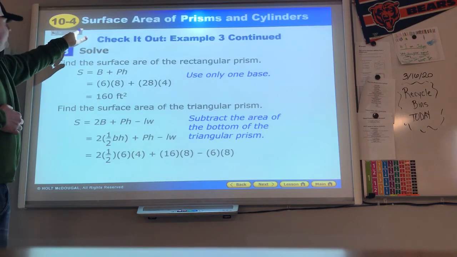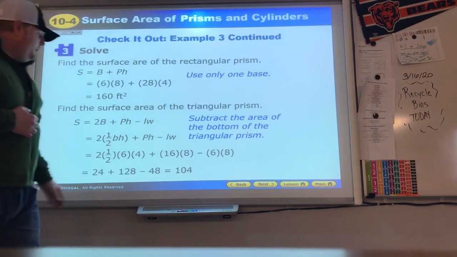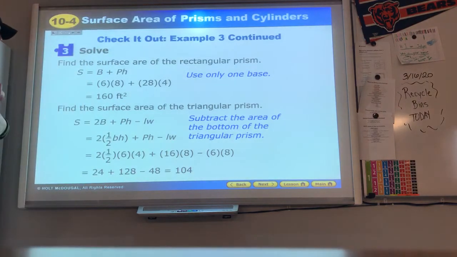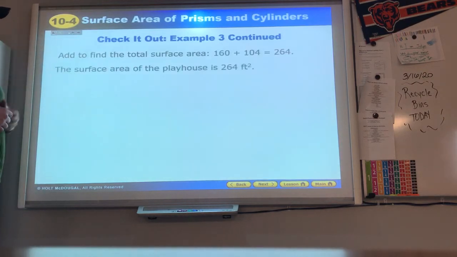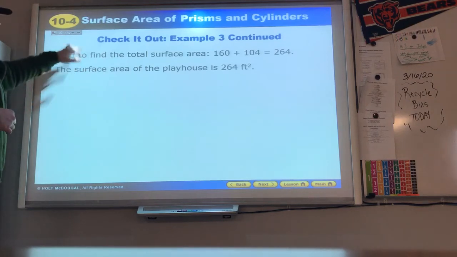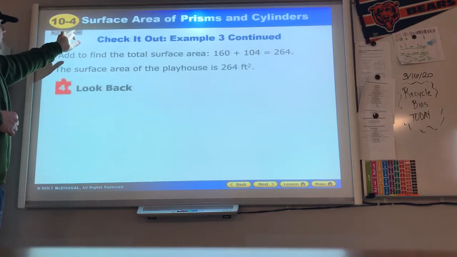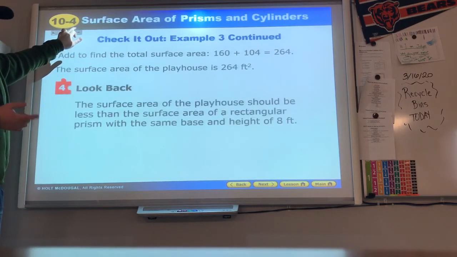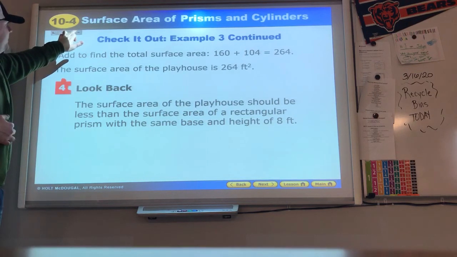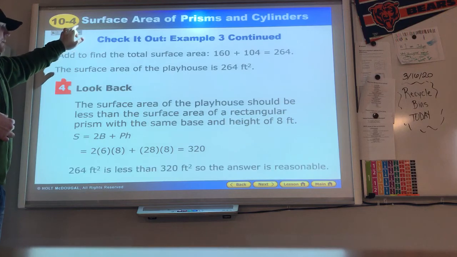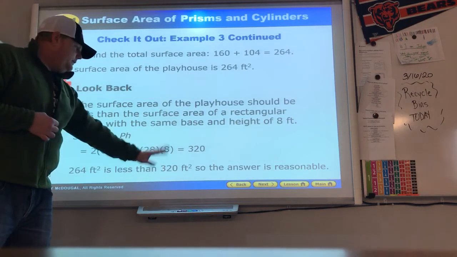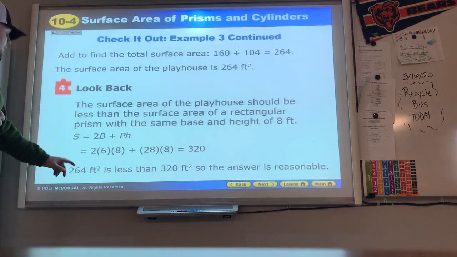When they do all that, they come up with 104. It looks like I may have forgotten something somewhere. All right, so to find the surface area, 160 plus 104. All right, they had 264. Looks like I made a slight error somewhere. All right, or they did. If anybody wants to prove me right, that's great. If anybody wants to prove me wrong, well, I guess you can tell me about that too. All right, so we look at that, and that would be a reasonable answer. Because we take those two sides out, it's less than the 320 that it would normally be.